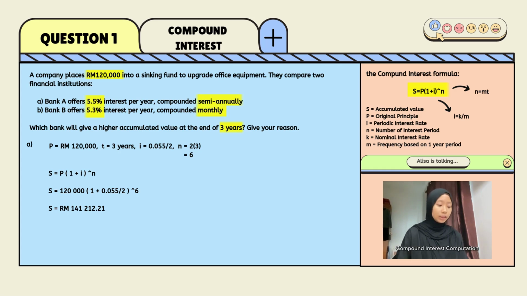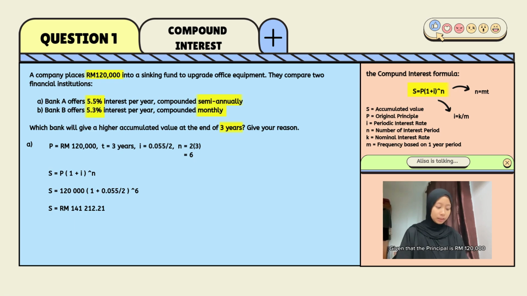Compound interest computation is based on the principle due to changes in time. The interest computed will convert into principal that increases from time to time. So we're going to use the compound interest formula. S is the accumulated value that we need to find in both questions, equals P, the original price, times the quantity of 1 plus i, the interest rate per period, to the power of n, which is the number of interest periods. i equals k over m. k is the nominal interest rate and m is the frequency based on a 1 year period. n equals mt, where t is the period in years.